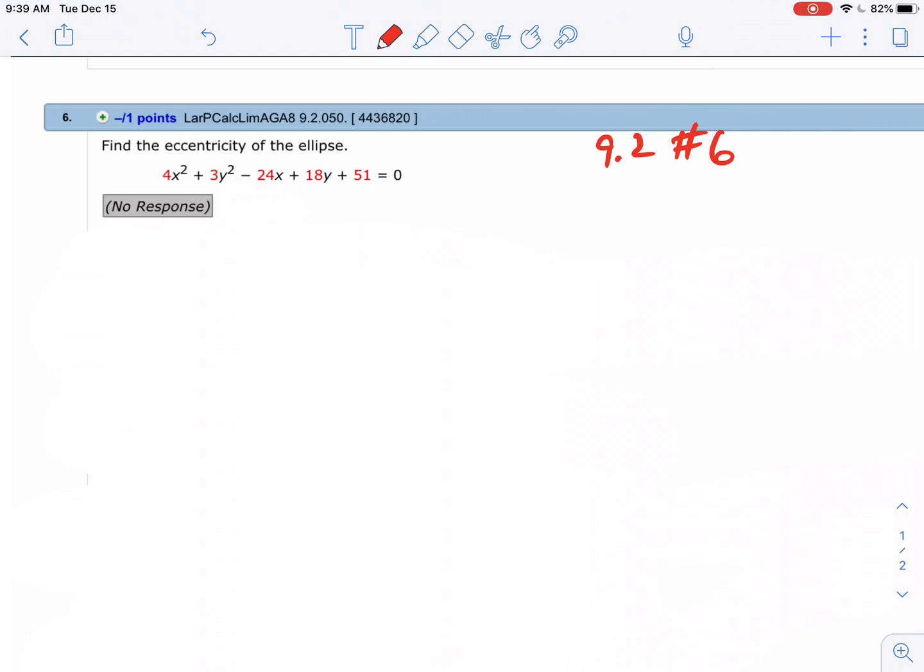9.2, number 6, we're supposed to find the eccentricity of the ellipse. So we're going to do the completing the square technique. I will keep the 4x squared over here, bring the 24x next to it, then I'll have the 3y squared plus the 18y. Get those two next to each other. And remember, when you switch sides, that goes over as a negative 51.